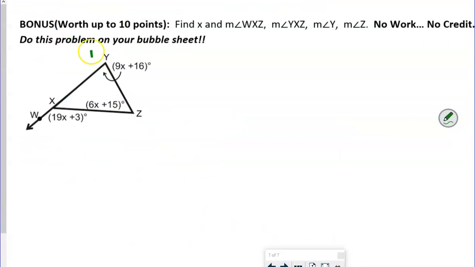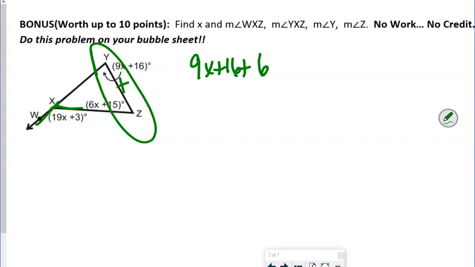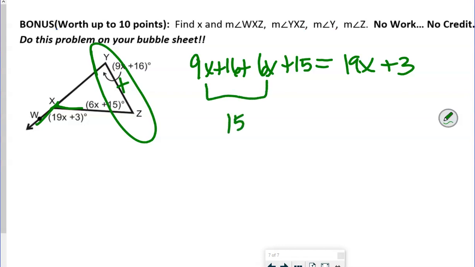So here again, we're going to add these two angles together, and we're going to set them equal to this one. That's how we do this, okay? So we're going to do 9x plus 16 plus 6x plus 15, and that's equal to 19x plus 3. So the two that are not beside the exterior angle, those are the ones we're always going to add together. We've got our like terms right here, so that's going to be 15x. We got a pair of like terms right there, that's plus 31. That's equal to 19x plus 3.